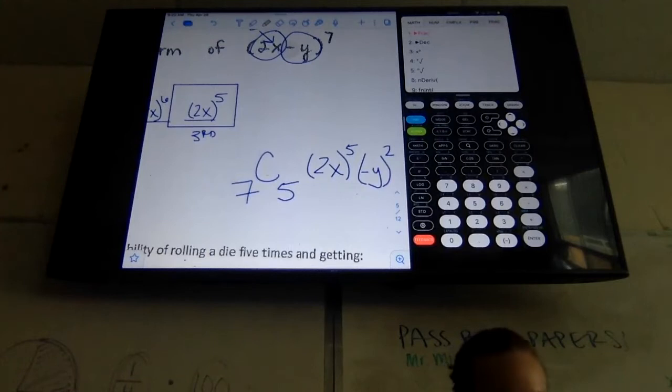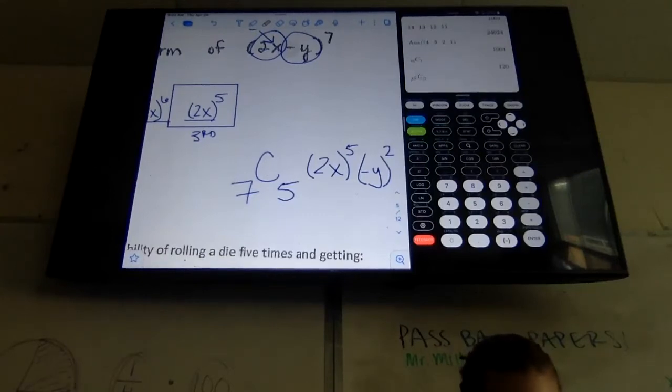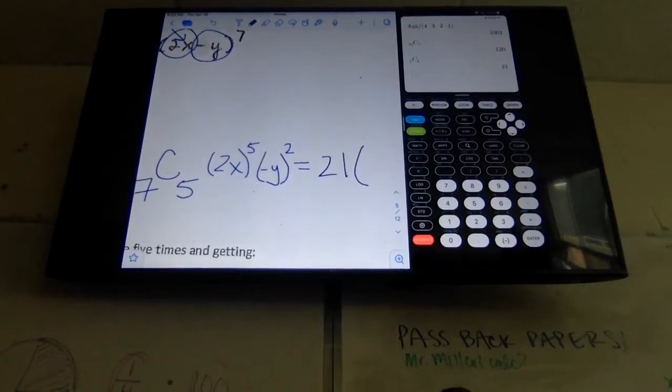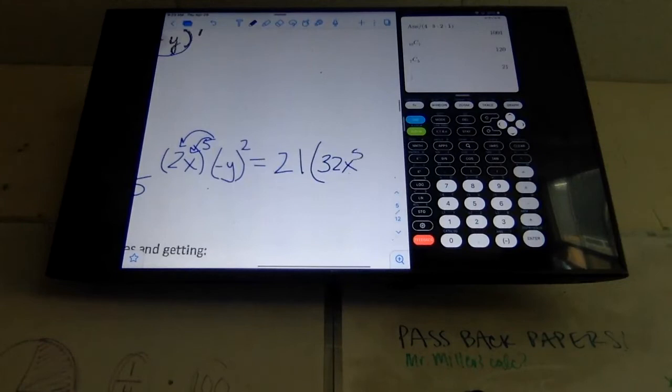Math. Scroll over to the PRB, the probability menu, and then number 3 is nCr. 7C5, and I get 21. Now I'm ready, like Curtis said, to do 2 to the 5th and x to the 5th. And what did you tell me 2 to the 5th was? 32, x to the 5th. And then what's negative y squared?